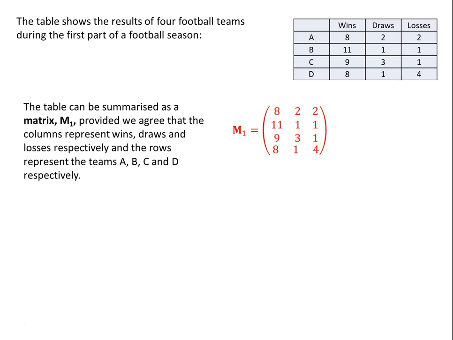And what we need to understand is that the first row corresponds to team A, the second row corresponds to team B, the third row corresponds to team C, and the fourth row corresponds to team D. And then the first column is the number of wins for each team, the second column is the number of draws for each team, and the third column gives the number of losses for each team during that first part of the season.